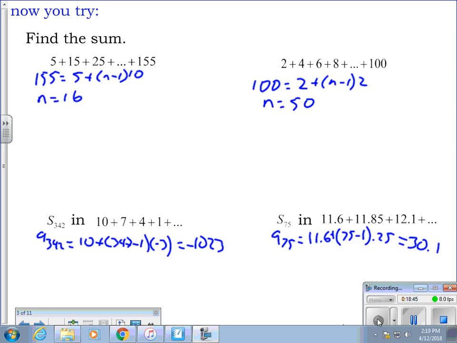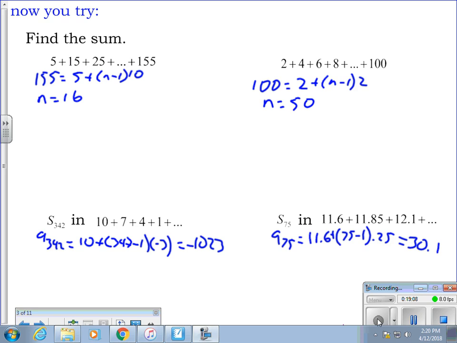Okay, so I took a second to figure out what n was on the first two. Set it up in the formula. First one you get n is 16. Second one you get n is 50. But you ought to be able to figure that one out. 2, 4, 6, 8, 10 to 100. I'm counting by 2s to get to 100. That's 50 times. And you should be able to get that one without necessarily putting it in the formula.